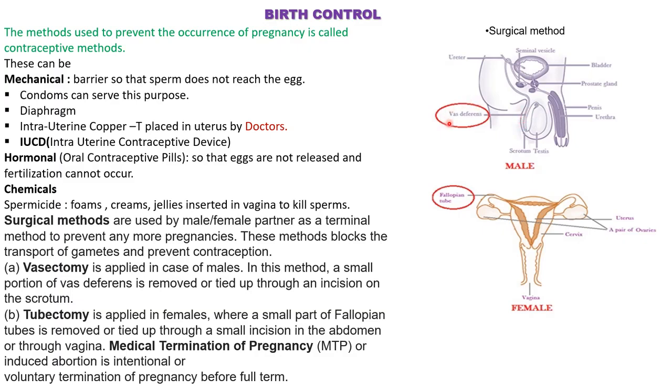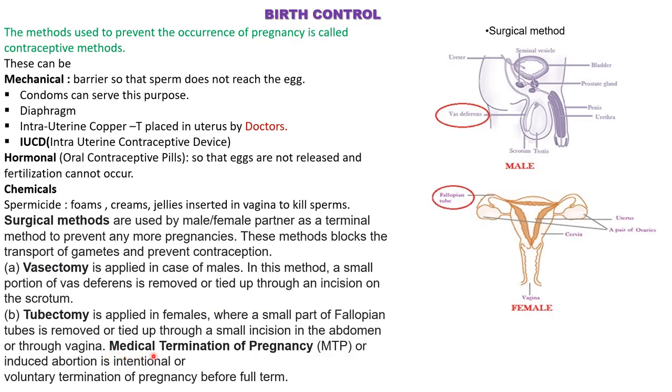So this is done in males, and tubectomy is applied in females, where a part of the fallopian tube is cut. We know the fallopian tube, so tube and tubectomy, you can easily remember. Here a part of the tube is cut over here and again tied at both the ends so that there won't be any transfer of ova taking place. So these two are surgical methods.